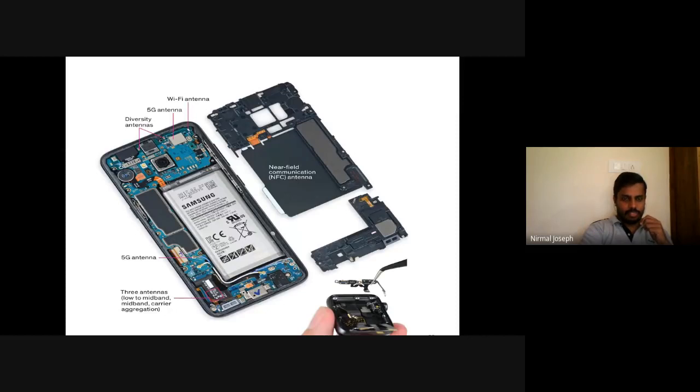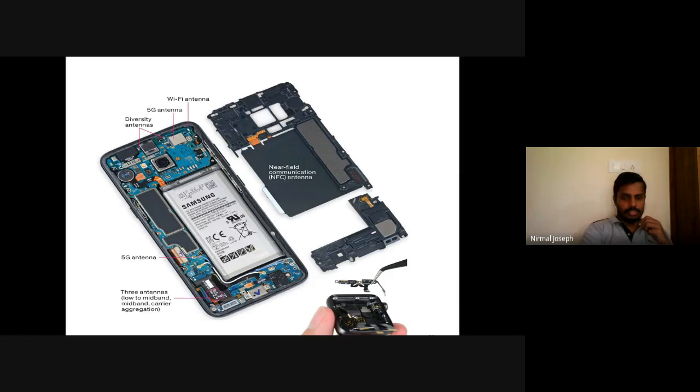So this is the Wi-Fi. For Wi-Fi, one antenna is there. For 5G, one antenna is there, and diversity antennas are here. Then another 5G antenna is located here. Three antennas for low to mid-band carrier aggregation are located here. So many antennas are being used in a single handset, and all are chip antennas. Very modern and sophisticated antennas.